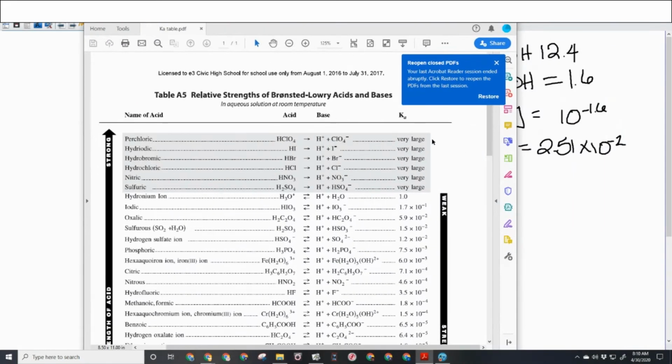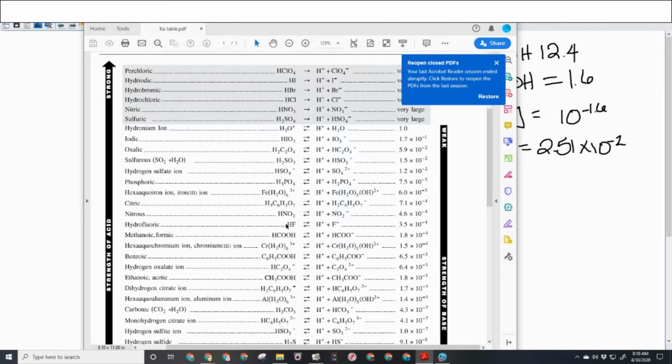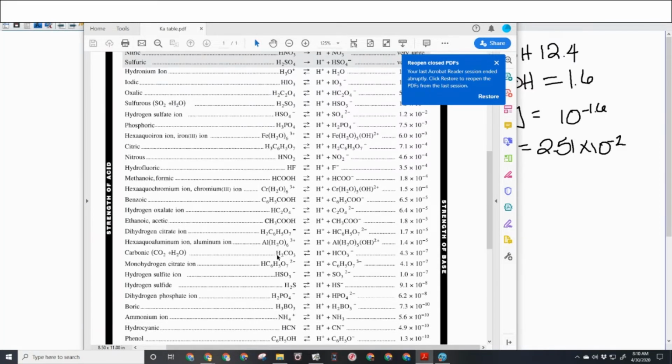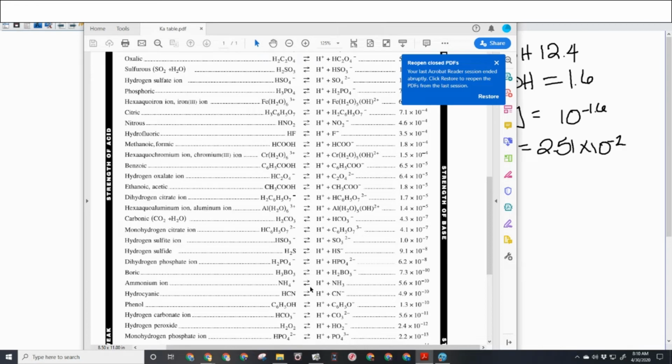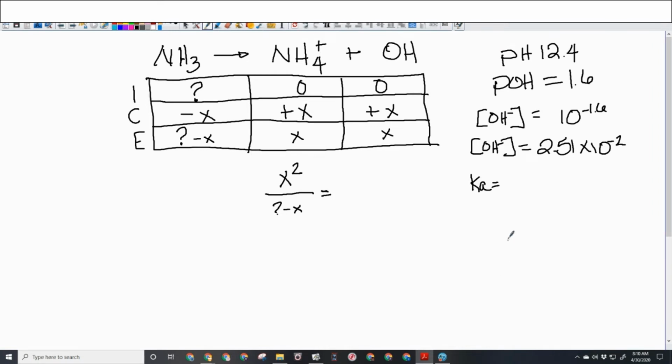So let's go to our Ka chart, and we're looking for NH3 to NH4. Okay, so here it is right here. We have NH4 yields hydrogen plus NH3, so it's going to have to be written backwards. So this is 5.6 times 10 to the negative 10.